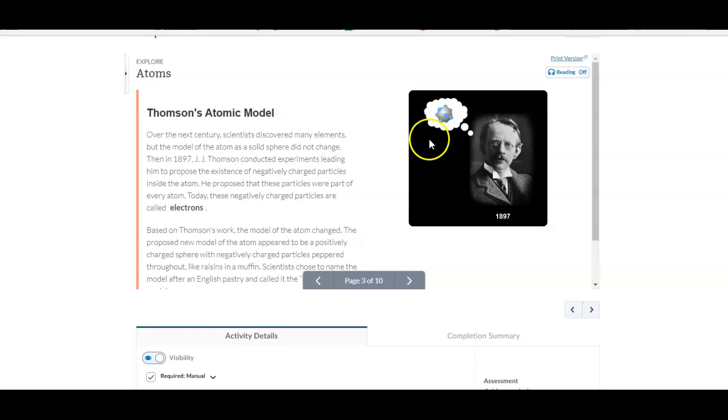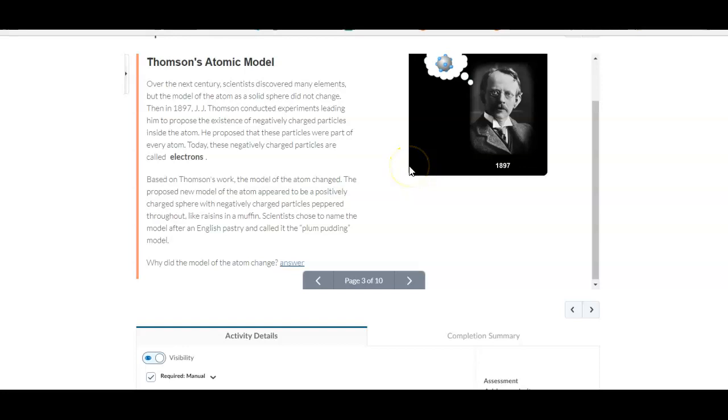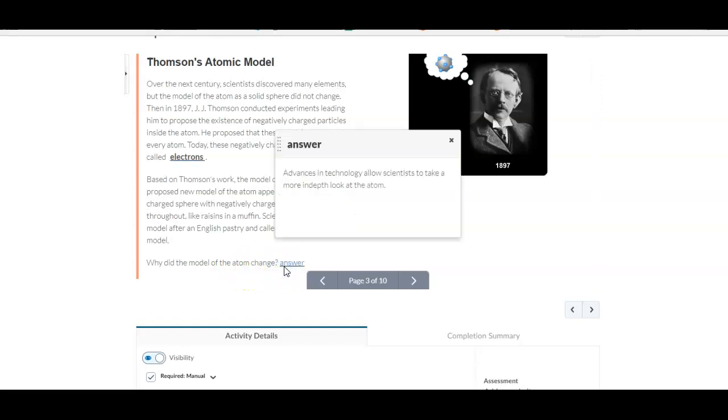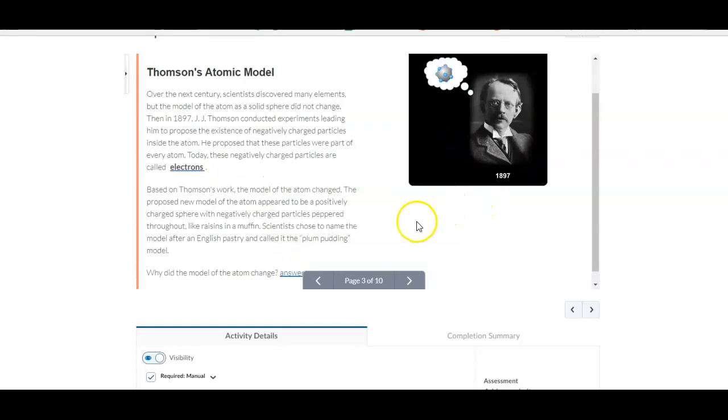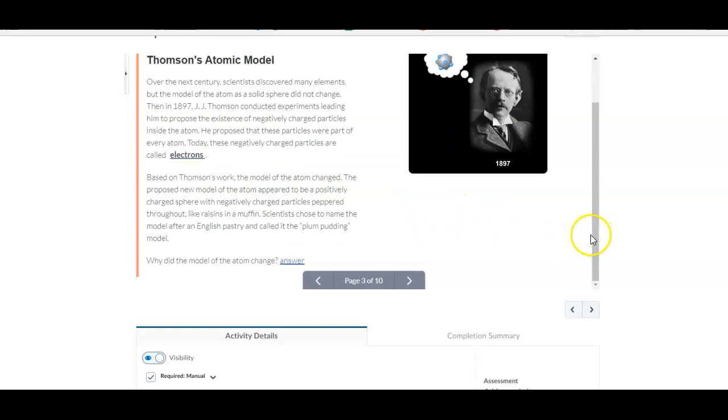So based on Thomson's work, the model of the atom changed. The proposed new model of the atom appeared to be a positively charged sphere with negatively charged particles peppered throughout, like raisins in a muffin. Scientists chose to name the model after an English pastry called plum pudding. So it's the plum pudding model. You could put that in your notes as well. And so why did the model of the atom change? We know that advances in technology allow scientists to take a more in-depth look. So we updated the model. That should get you through number 4.